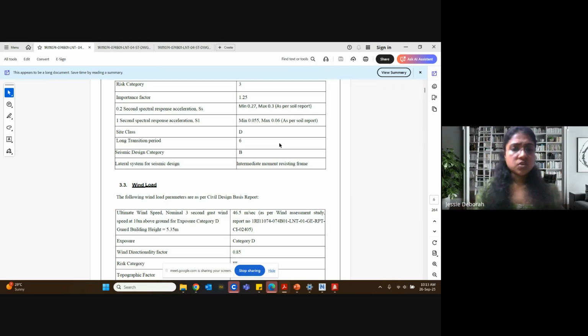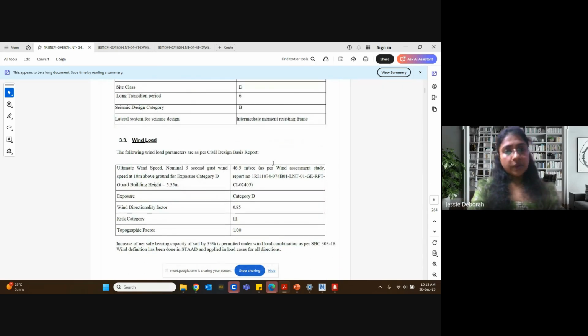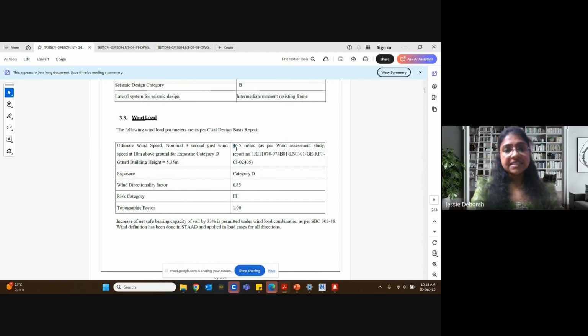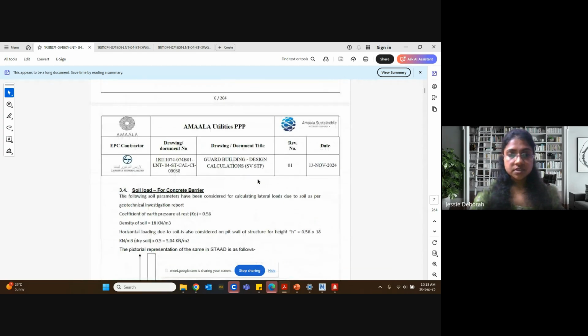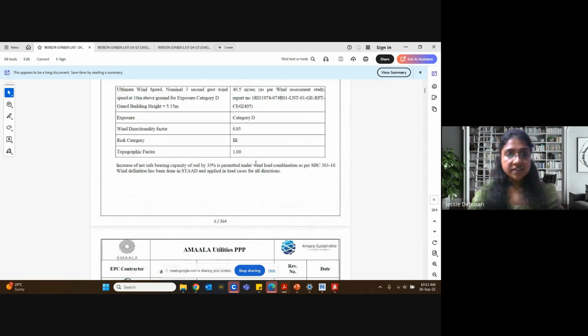Okay, so then we have our wind load. For wind load we follow IS 875, but here our code ASCE 7 itself gives us all of this. Apart from that, we will refer to SBC, that is Saudi Building Code 303-18, for this. The wind definition has been done in STAAD and applied.